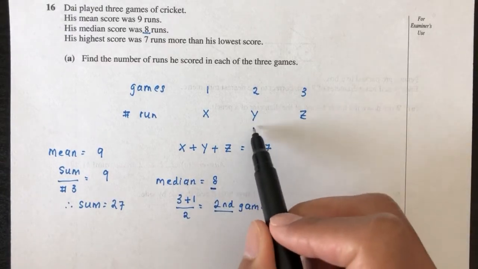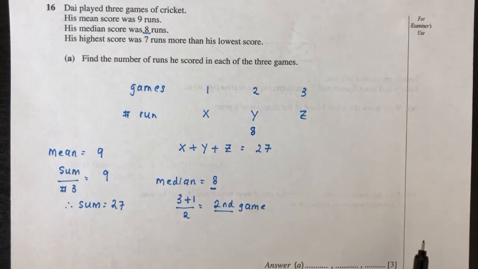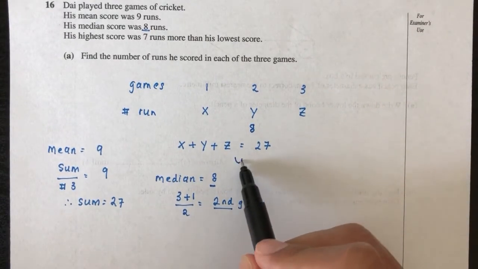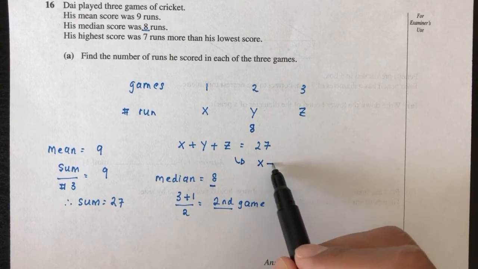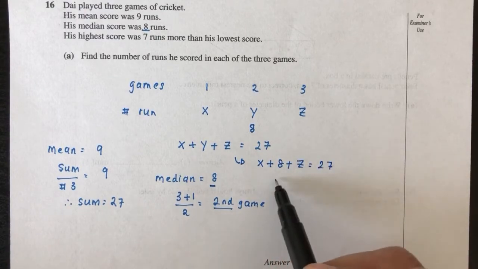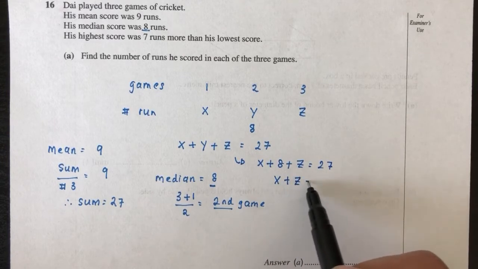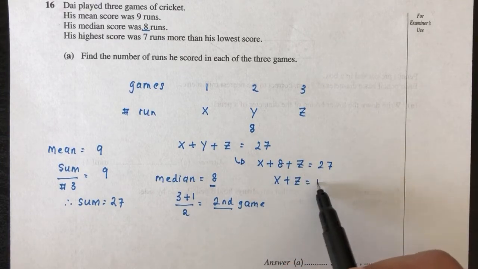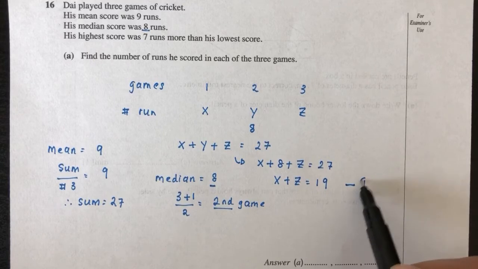So this one is 8 runs, which means our equation will be X plus 8 plus Z equal to 27. So X plus Z will be 27 minus 8, that will be 19. That is equation number 1.